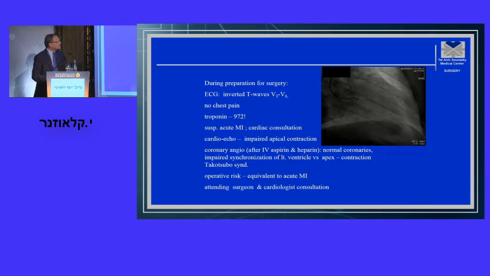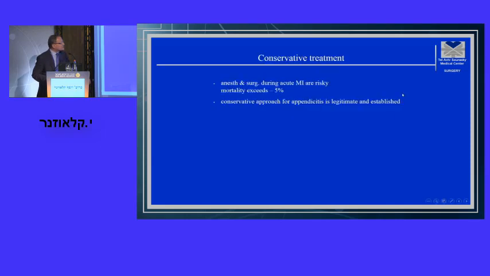She has inverted T waves. The troponin is 19,972. The upper normal limit is 5. So it's markedly elevated troponin, suspected acute myocardial infarction. She has a cardiac echo and coronary angio, and it's very obvious.